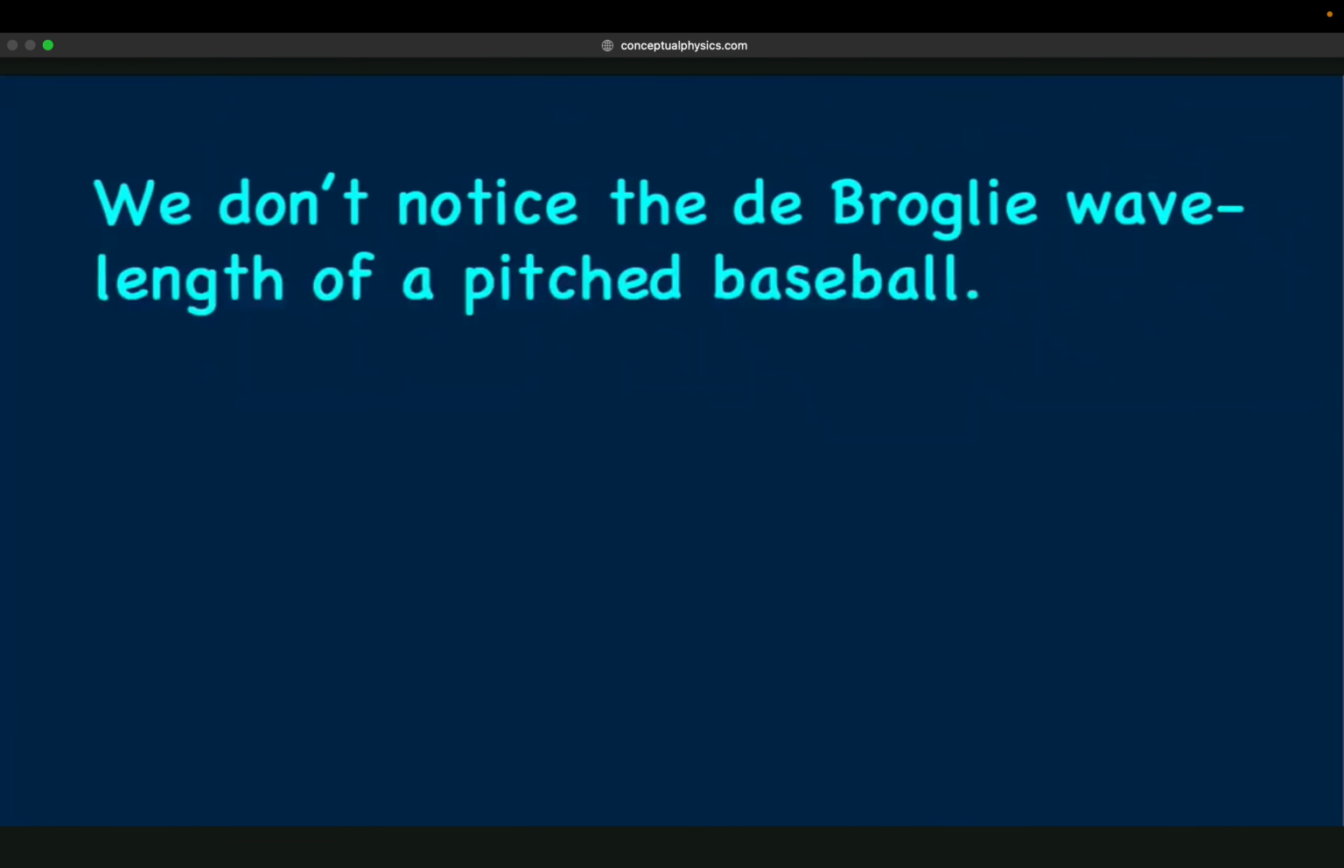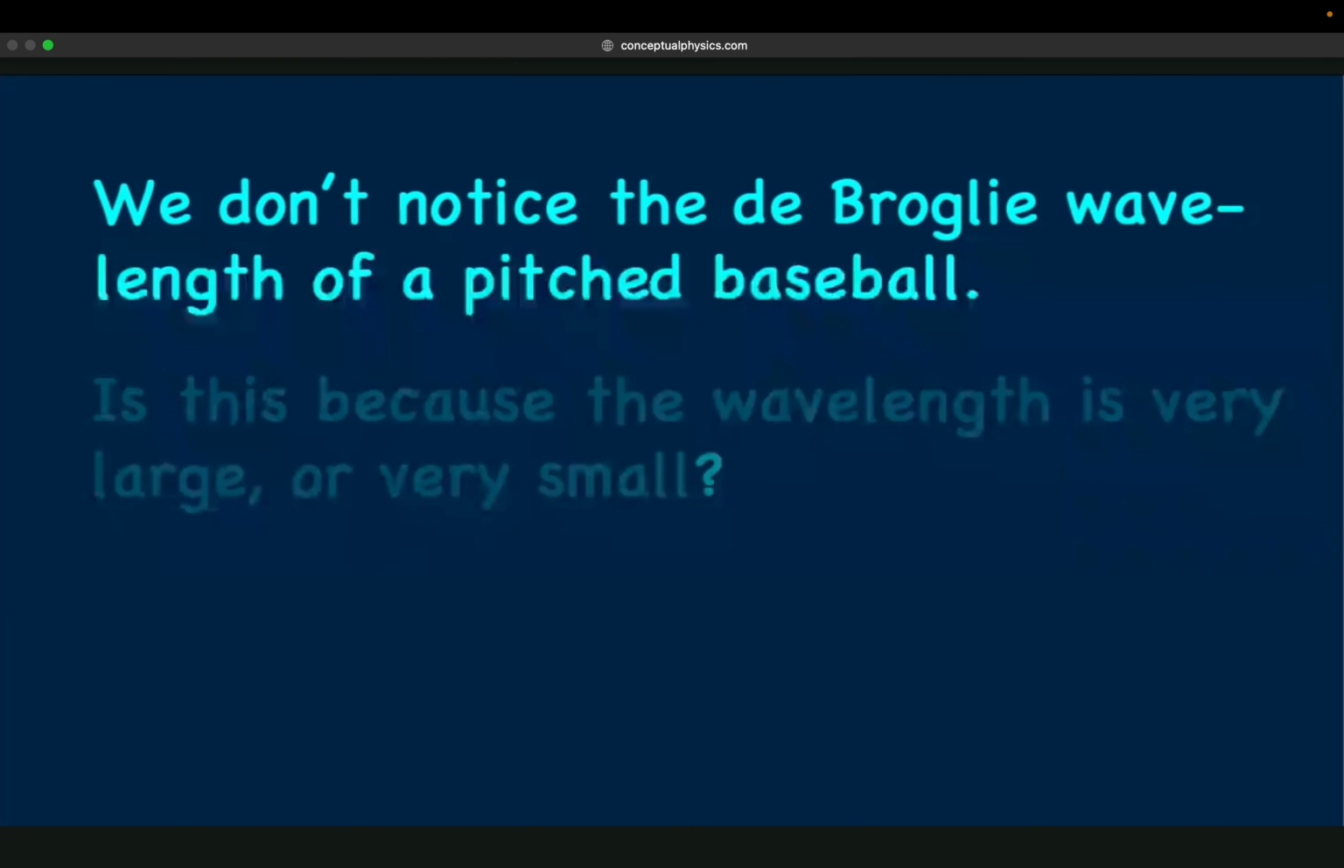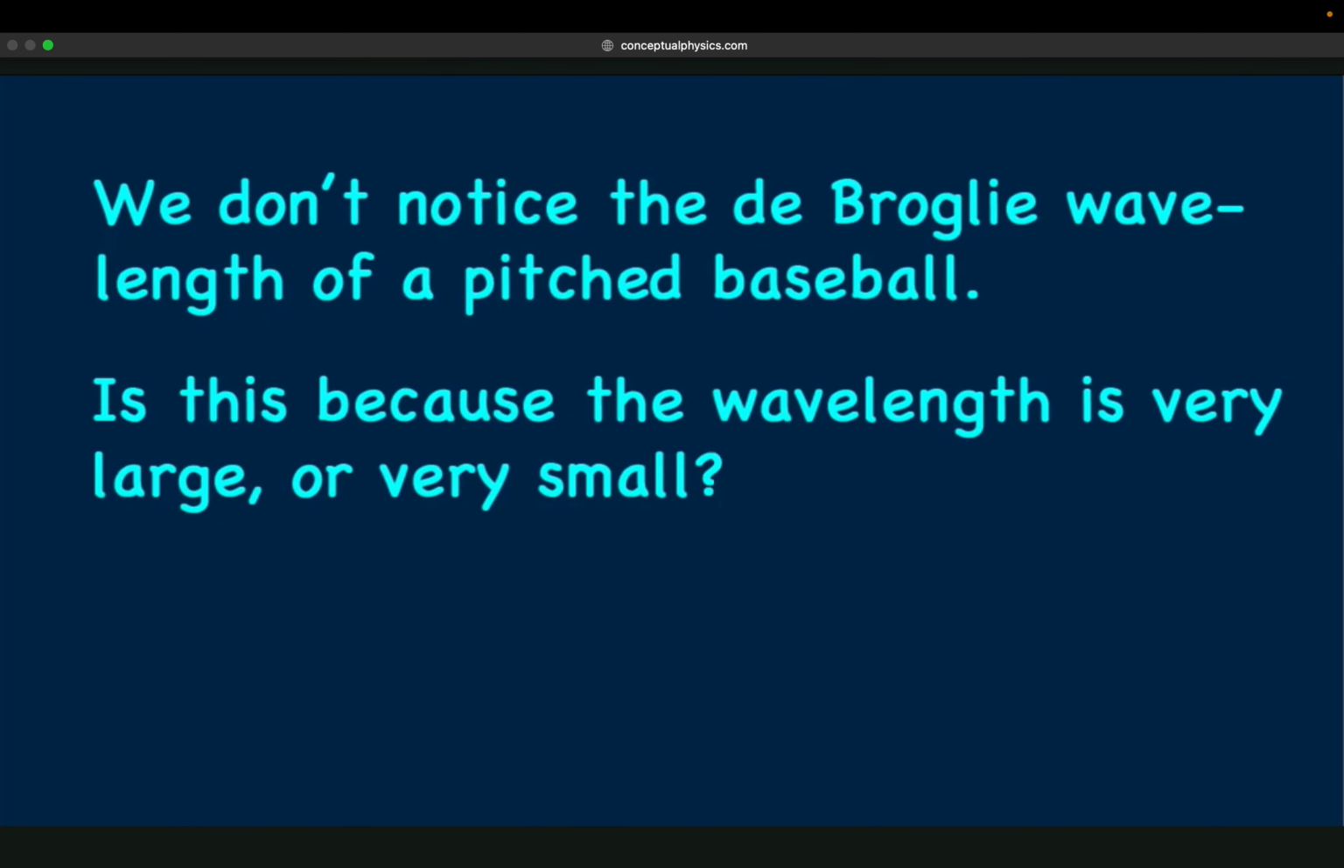I want to leave you with a question. We don't notice the de Broglie wavelength of a pitched baseball. Is this because the wavelength is very large or very small? Let de Broglie's equation guide your thinking.